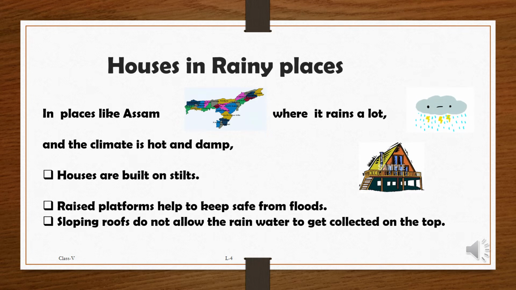Let us go on to study about the type of houses that are constructed in rainy places. Children, in places like Assam and Cherrapunji, where it rains a lot, the houses are generally built on stilts. Now look at the picture on your screen. Can you see that raised platform? Yes, these raised platforms help to keep the house safe from floods. The sloping roofs on the top of the house will not allow the rainwater to get collected on the top.